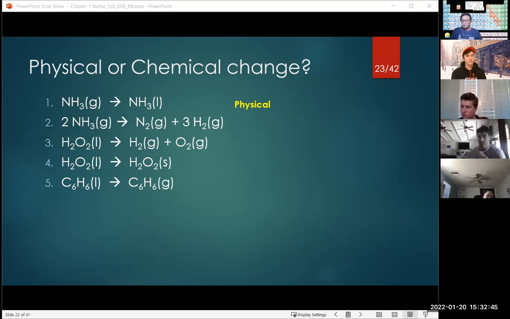Unlike the next example, where again you start off with NH3, but when you look to the right of the arrow, a good indication that you had a chemical process is the plus symbol, okay? The plus symbol should tell you something happened here. Notice in the first example, there was no plus symbol. I still had ammonia before and after. But here, I've totally broken up the nitrogen and the hydrogen.